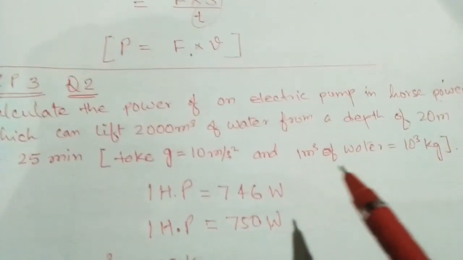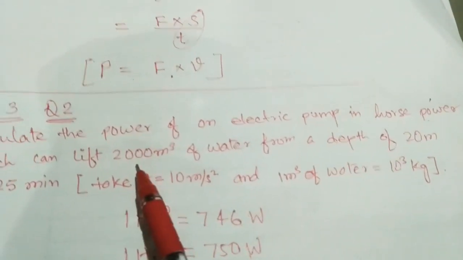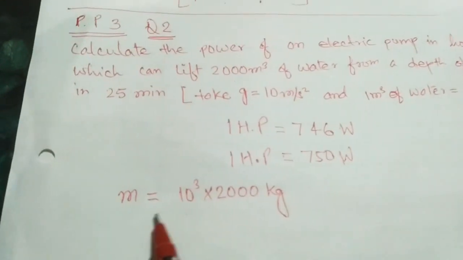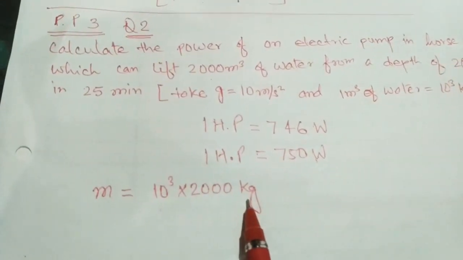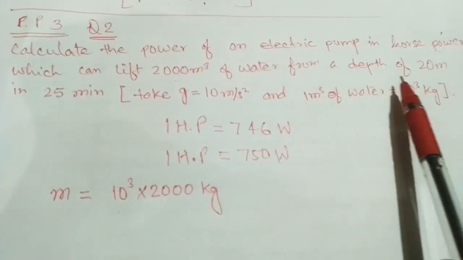Again, see if you're not understanding. 1 meter cube is equal to 10 to the power 3 kg. 2000 meter cube is equal to 2000 multiplied by 10 to the power 3. See here I have written m is equal to 10 to the power 3 into 2000 kg. It becomes the mass.